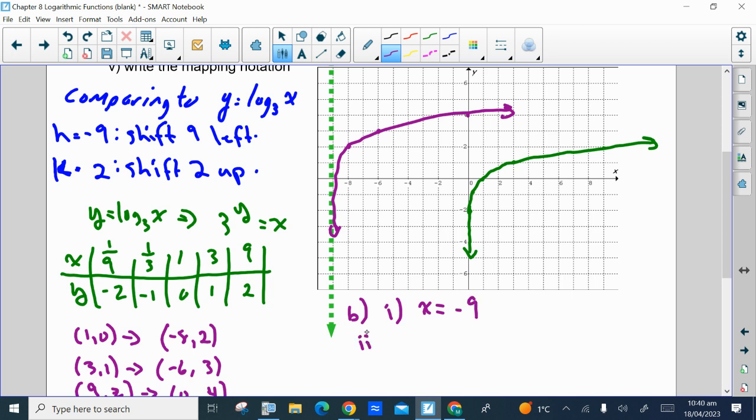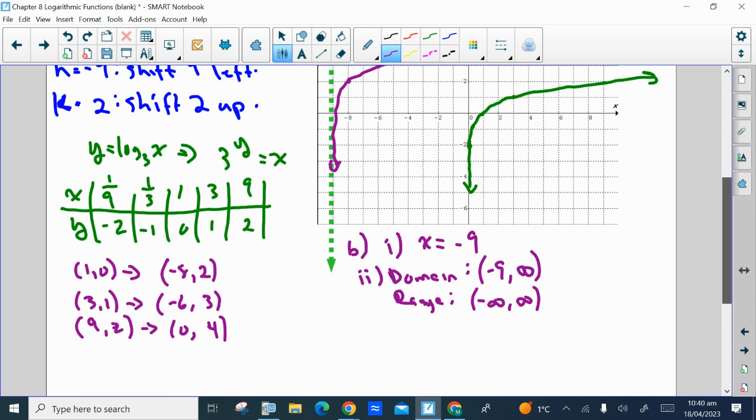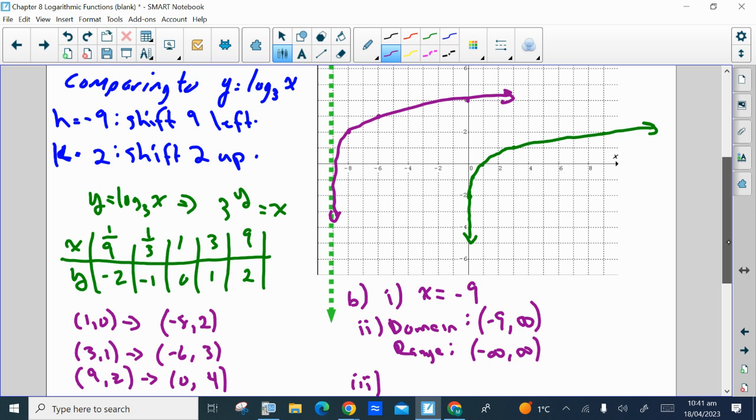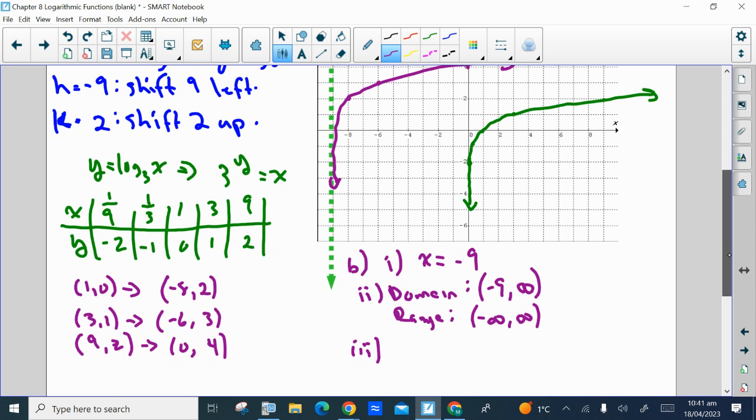Then we're asked to state the domain and range. The domain of this will be from negative 9 to positive infinity. Neither are included. The range hasn't changed. It goes from negative infinity to positive infinity. We're also asked to state the y-intercept if it exists. And in this case, we actually got our y-intercept from a point that we generated. Our y-intercept is the point 0, comma 4.